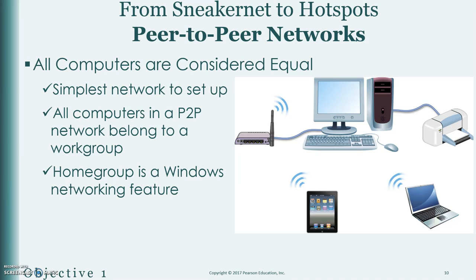If you're running a peer-to-peer network, this is a type of network where all computers are considered equal. Every computer in a peer-to-peer network belongs to something called a work group. Okay. If you're running Windows, you can set up a home group, okay? And that's just a networking feature that consists of all computers in your home network that are running Windows 8 and above. They can all be configured with the same home group password, and then you can access pictures, each other's computers, so different things on the network. Okay.